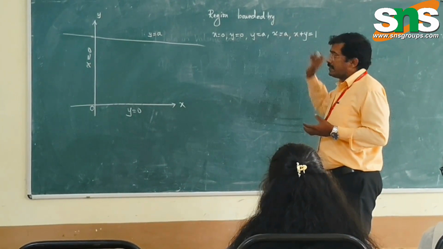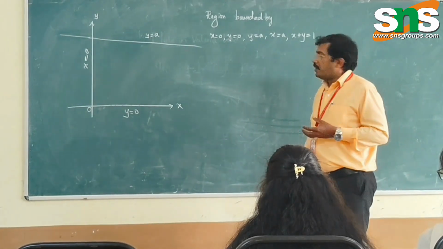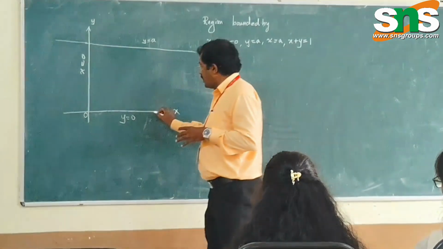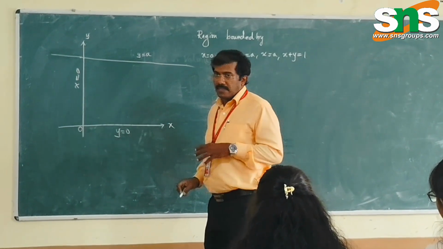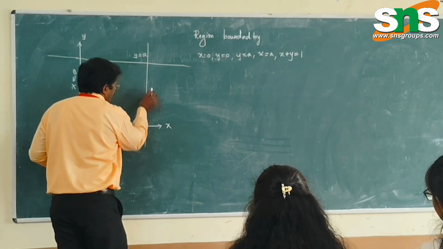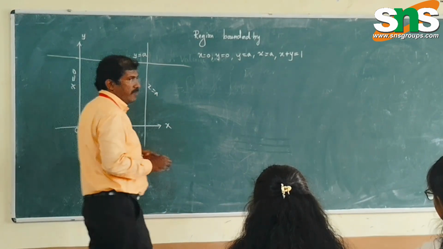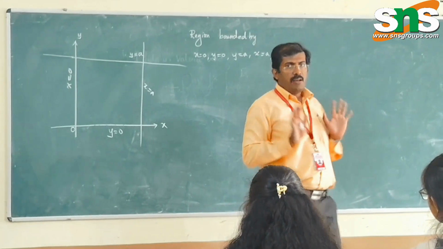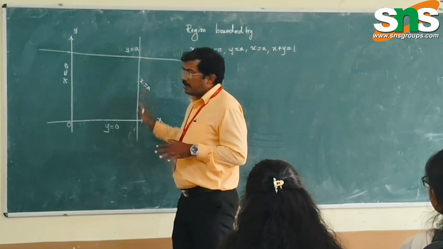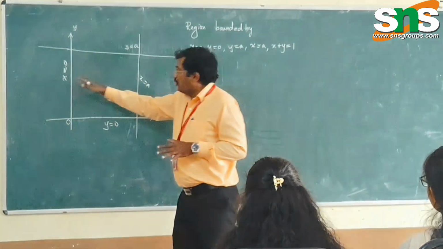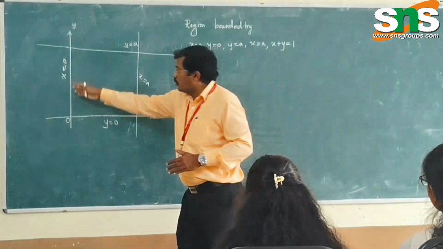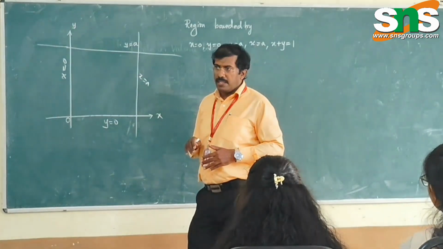Similarly, here I have x equal to a. Let a be any value in the x-axis. So maybe I consider this point as a. So if I draw a line straight to this, this line is x equal to a. Am I right? Now we have a boundary here, because all the sides of this plane have some boundary equation.